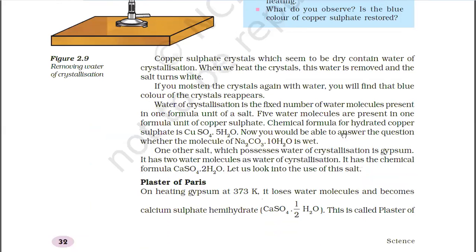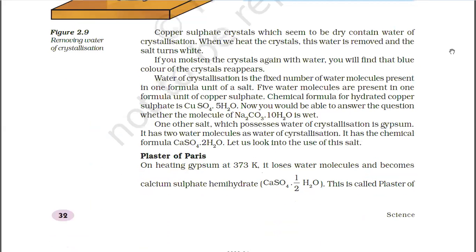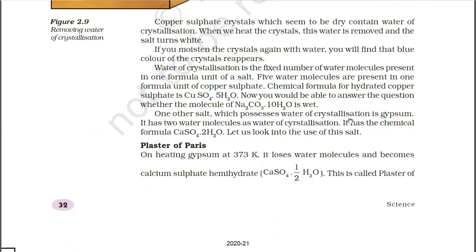Copper sulfate crystals, which seem to be dry, contain water of crystallization. When we heat the crystals, this water is removed and the salt turns white. If you moisten the crystals again with water, you will find that the blue color of the crystals reappears. Water of crystallization is the fixed number of water molecules present in one formula unit of a salt. Five water molecules are present in one formula unit of copper sulfate. The chemical formula for hydrated copper sulfate is CuSO4.5H2O. Now, you would be able to answer the question whether Na2CO3.10H2O is wet.